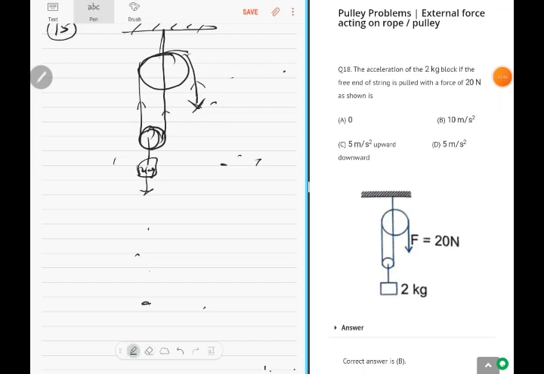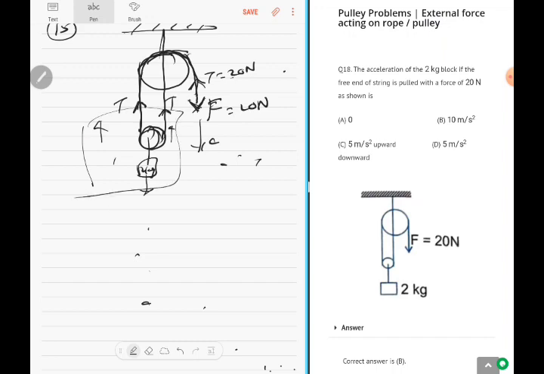It's an easy sum only. As I'm applying a force of 20 newtons here, the tension above will also be 20 newton. If this is T, it's the same rope, so this will also be T and this will also be T. Let's initially mark it as T, and the 2 kg weight is acting downward. And if you pull it like this, these both will go up. Okay, so in this free body diagram, you know that's up.